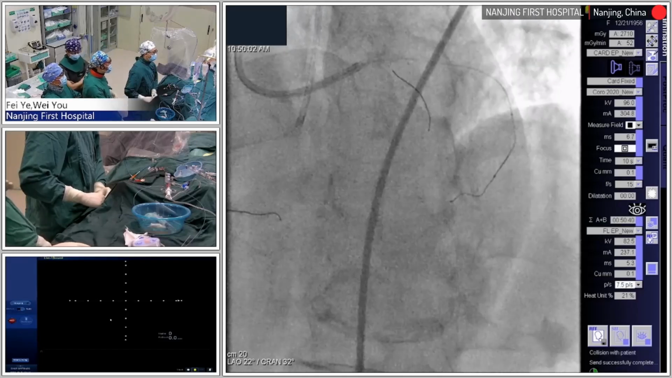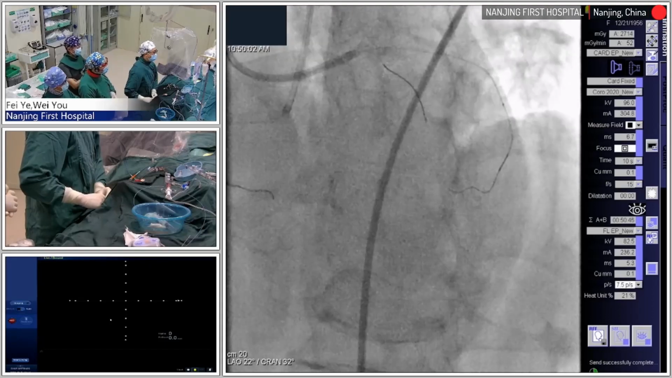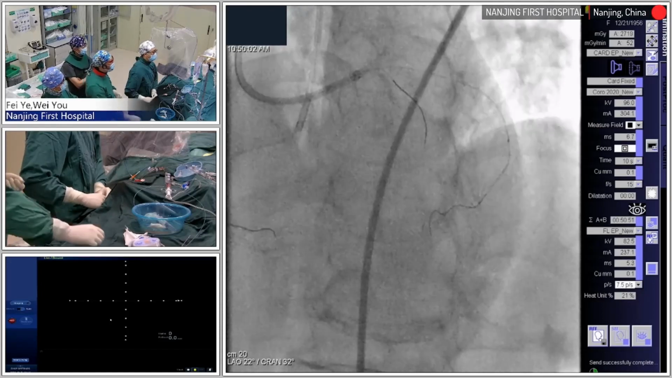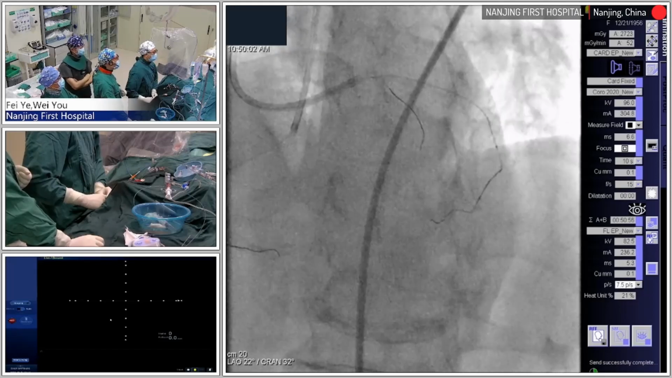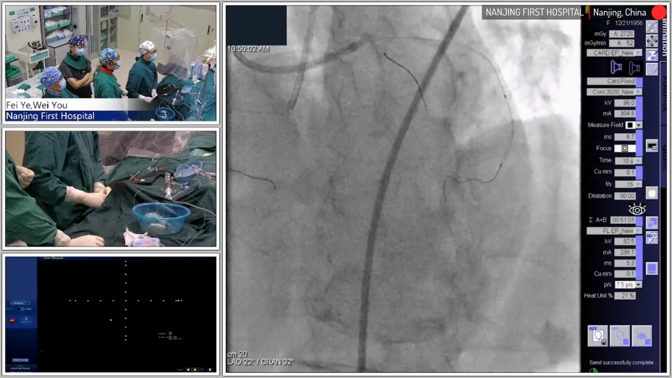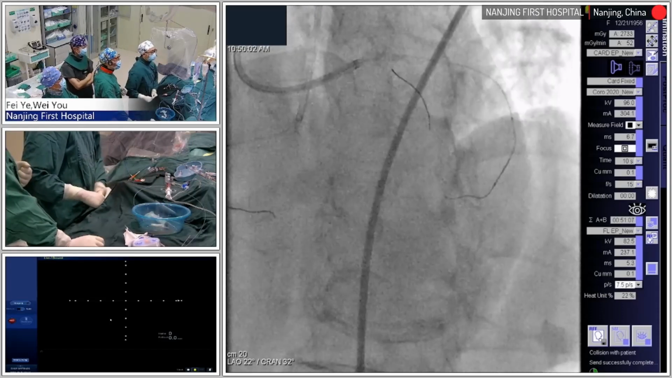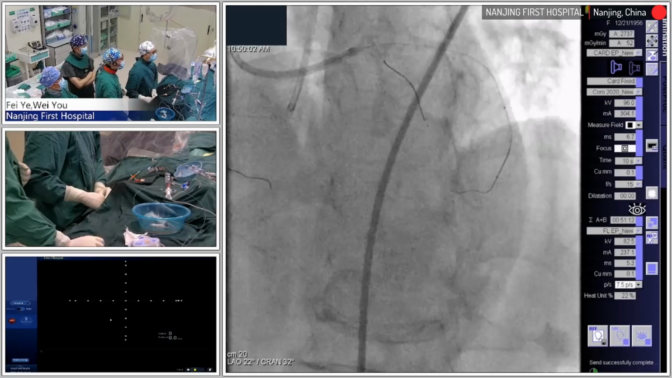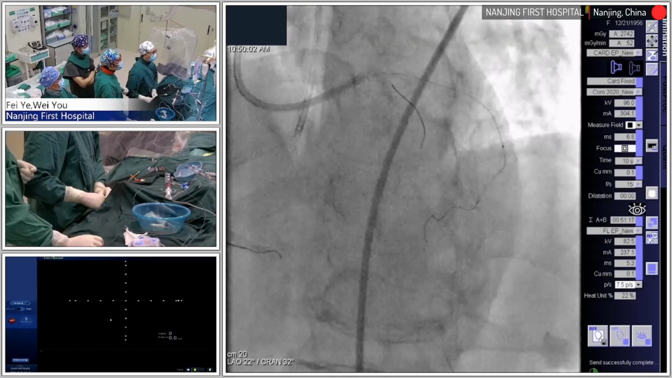Compared with septal collateral, epicardial collateral was always very tortuous. Too many small branches here. Angulation between the main vessel and the branch, maybe the wire easily goes into the branch. How about here? No, it's not good.